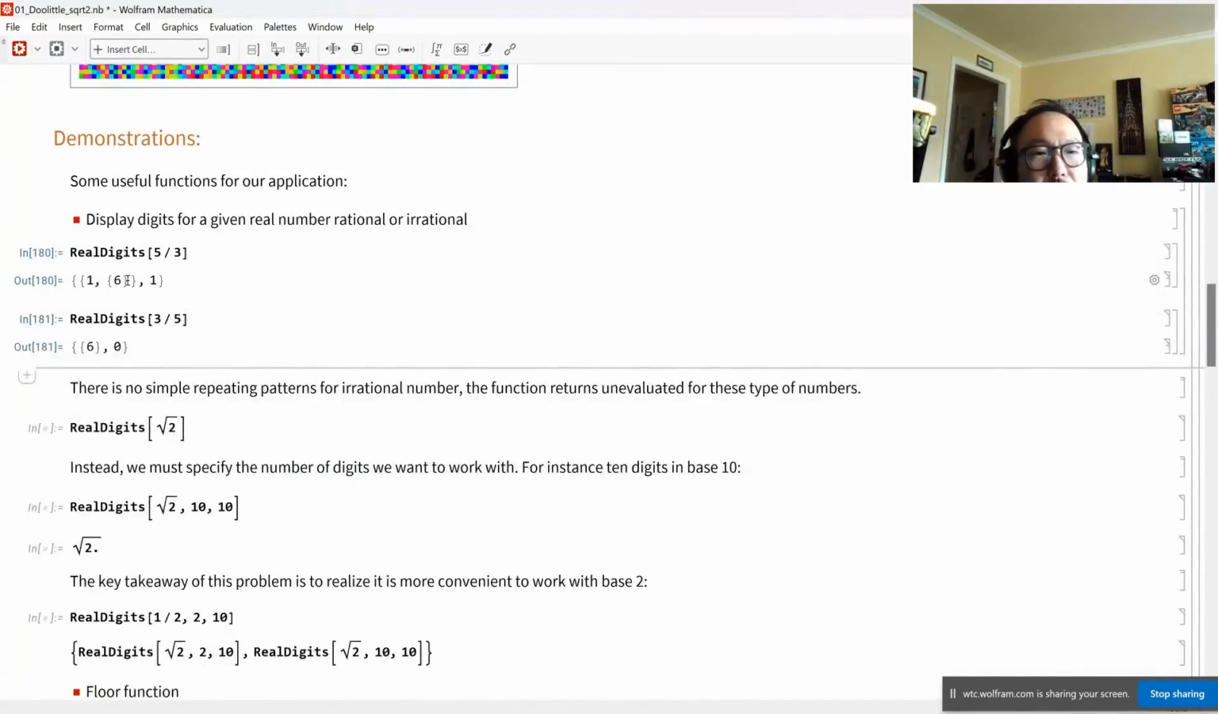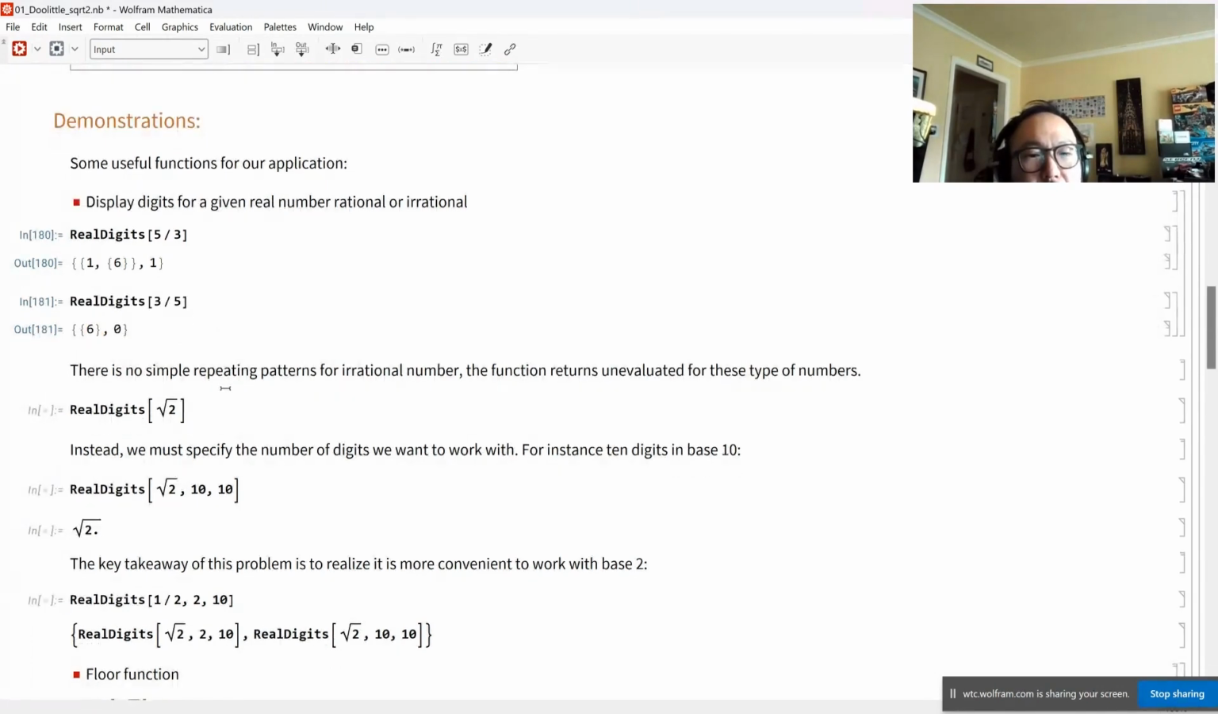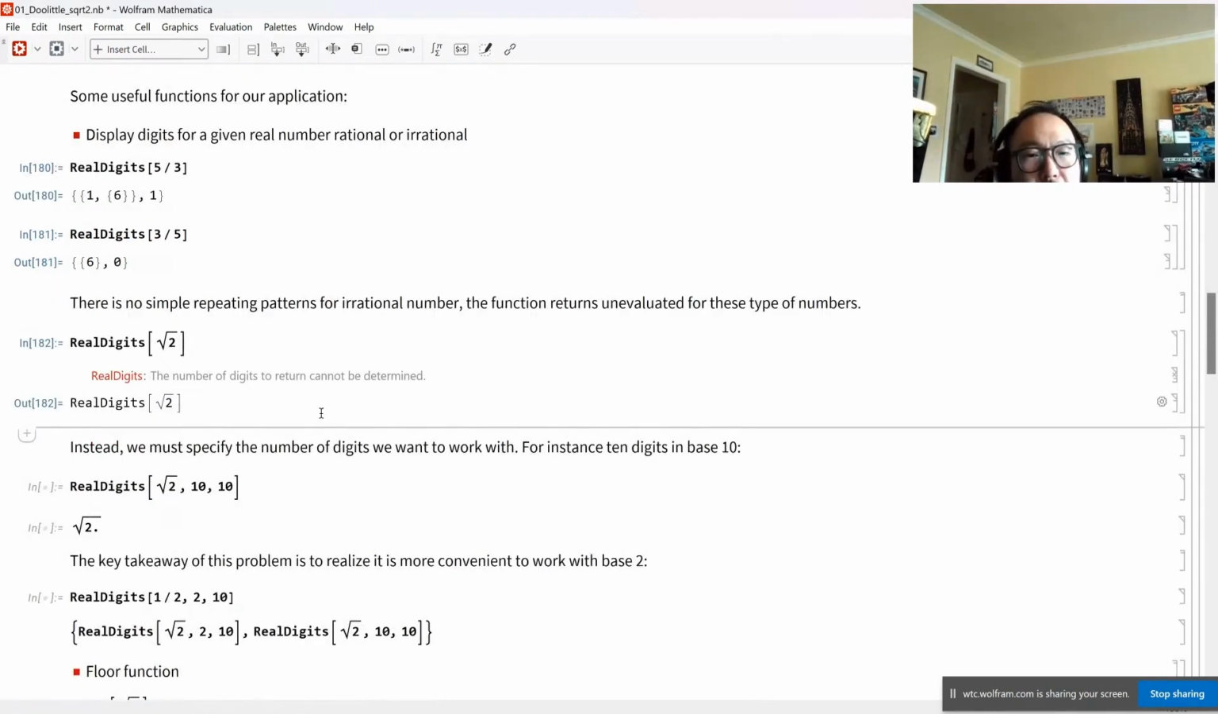This one tells you that 5 over 3 in decimal form starts with 1 and has a repeating 6. If you look at this 6, it is in the third level of the list here, but this other one is only at the second level. So that means it started with 6 with no repeating part. So that's RealDigits for you. But for square root of 2, it shows nothing, because there is no repeating pattern and no obvious pattern for all the irrational numbers.